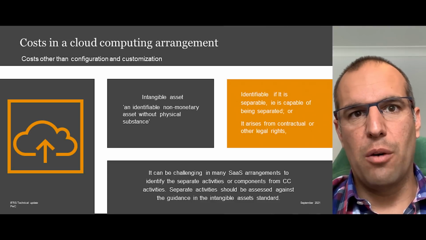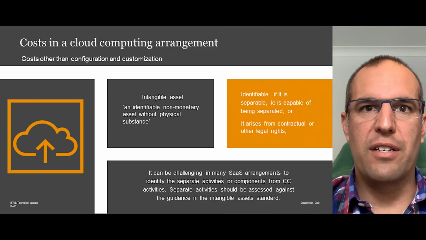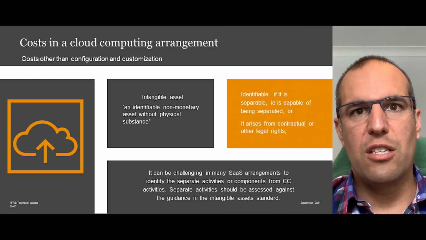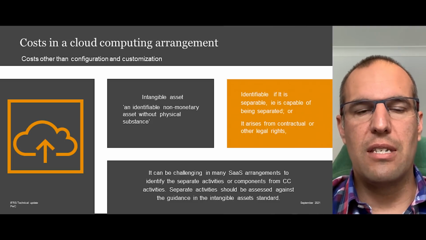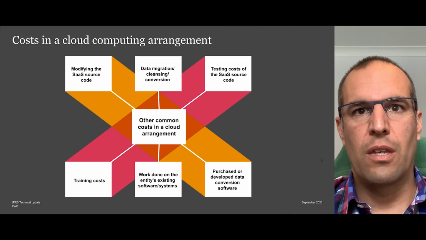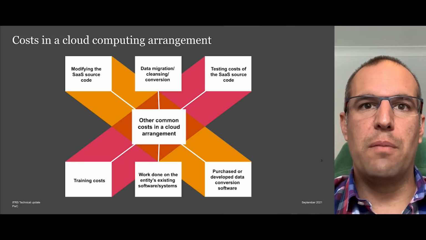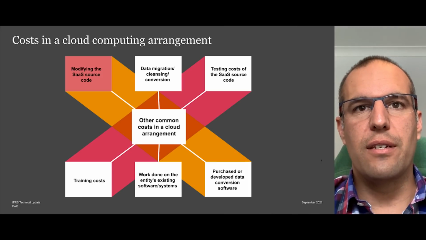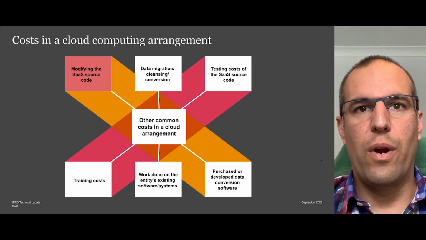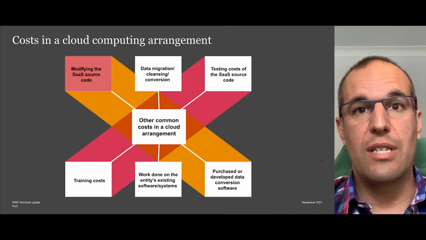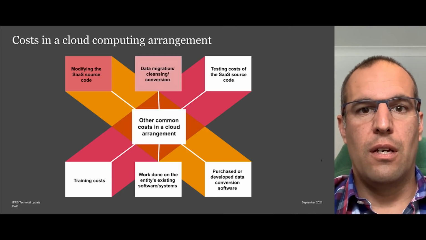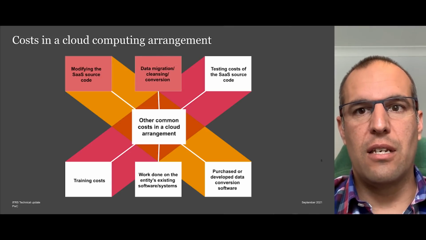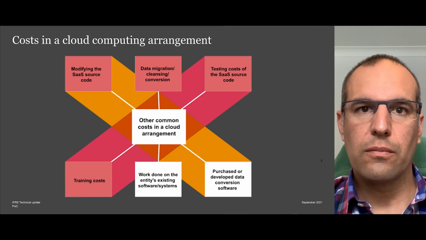So let's have a look at some common examples to hopefully bring this to life of other types of activities that might need to be assessed separately from the CC activities for capitalization. Now, some of the activities we think would typically be expensed as incurred might be modifying the SaaS source code to change or create additional functionalities where the IP over the source code is retained by the SaaS provider. Data migration, data cleansing, or data conversion would be other examples, and training costs as well.